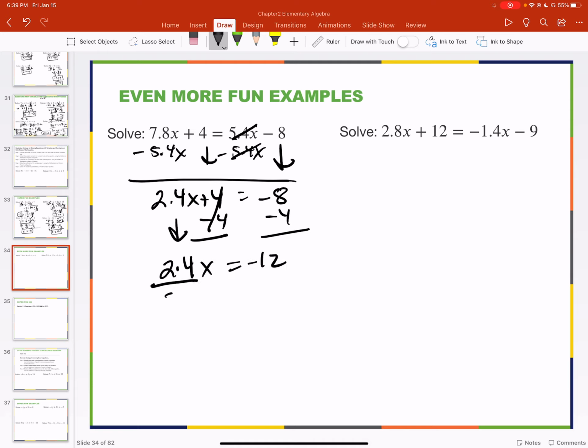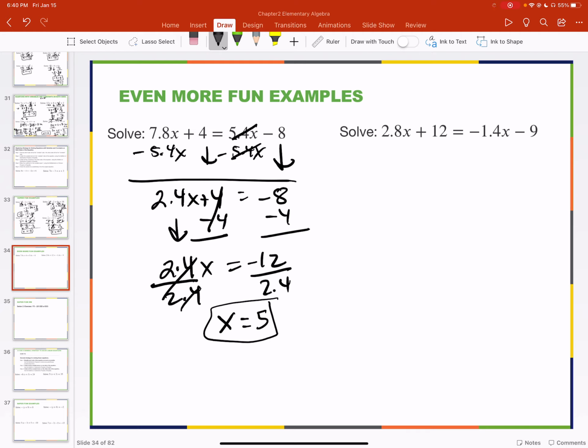And then I just divide by the coefficient of x, which in this case is 2.4. So that's going to be negative 12 divided by 2.4 positive. So that's going to be a negative answer. Okay, and that's going to just be negative 5. Okay, so then here, that's your answer.